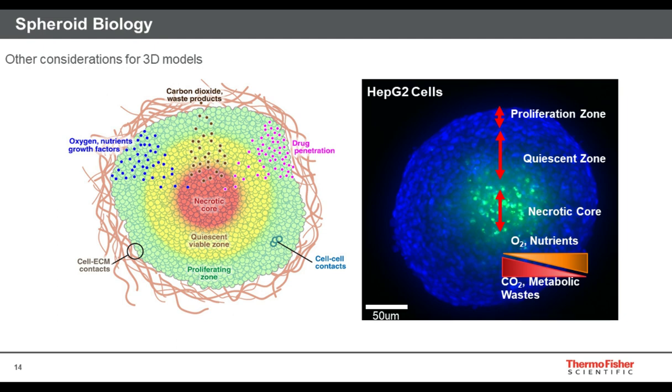Just to give you a real-life example of a necrotic core, this is a spheroid grown from HepG2 cells, which are a hepatic carcinoma cell line. You can see here, these are labeled with a molecular probe called CellEvent Caspase-3/7, which lights up apoptotic cells. And you can see here a concentration of these dead and dying cells in the center of this spheroid.